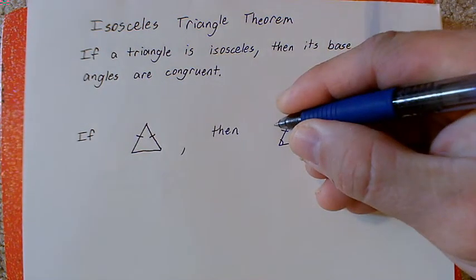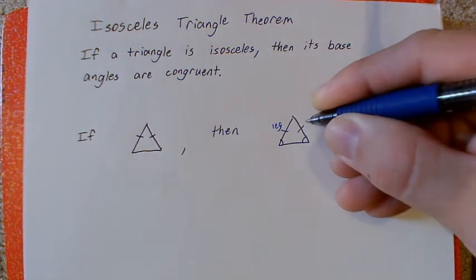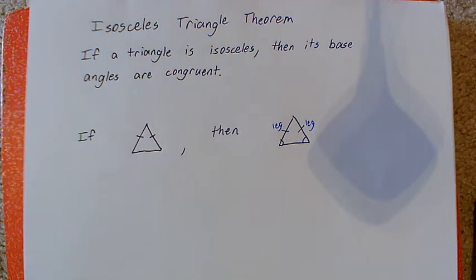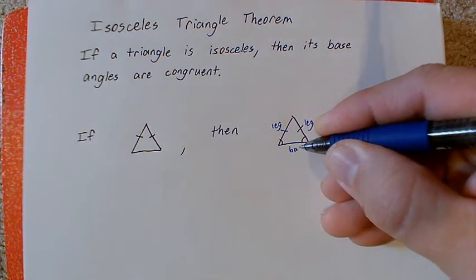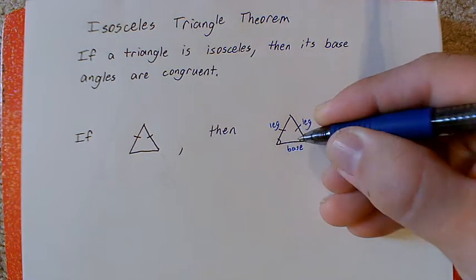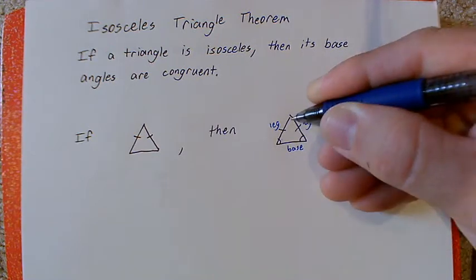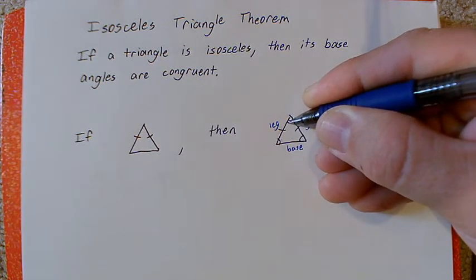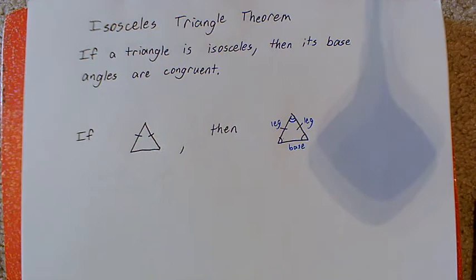By the way, just a quick note here, each of these sides that are congruent would be referred to as legs. This is my base. These are referred to as my base angles. If you're wondering what this angle up top is referred to as, it would be the vertex angle.